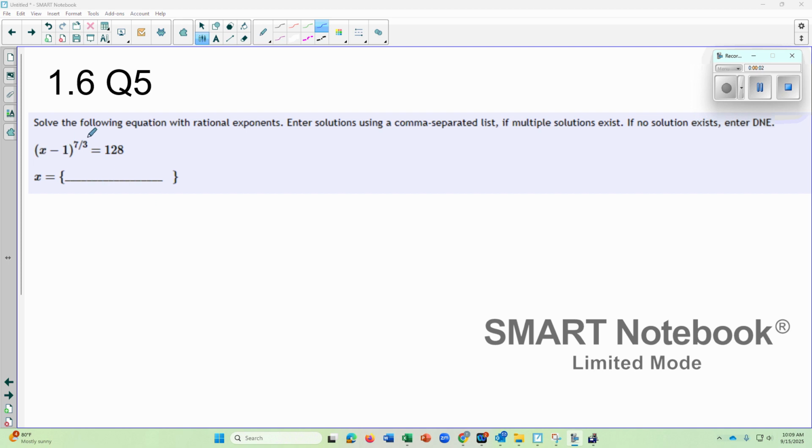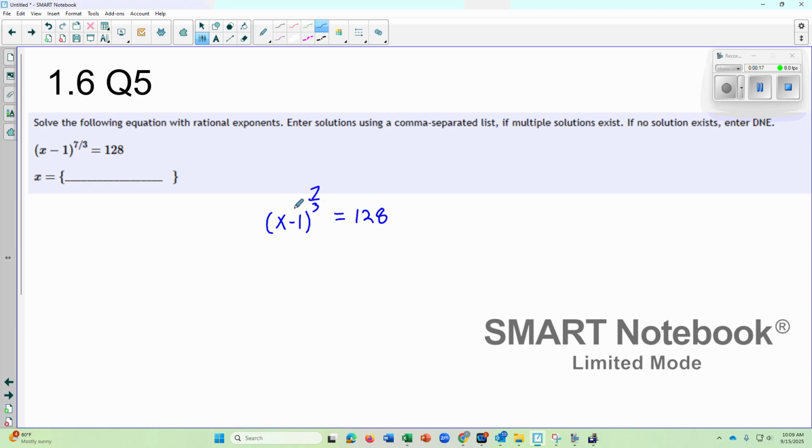All right, so here we go. It's going to be the same process on this. We do have a little bit more going on with the base here. So let's see, we have (x - 1)^(7/3) = 128.